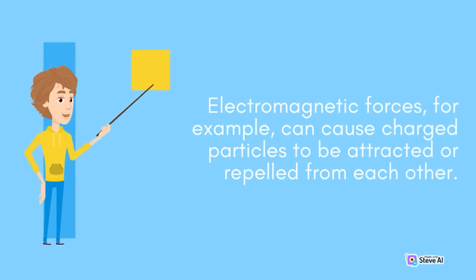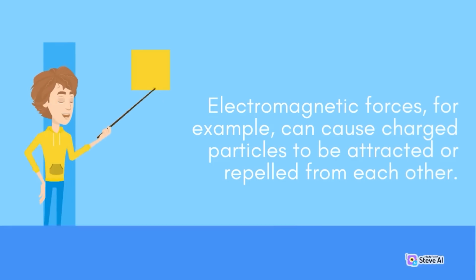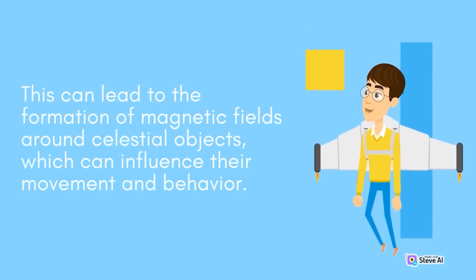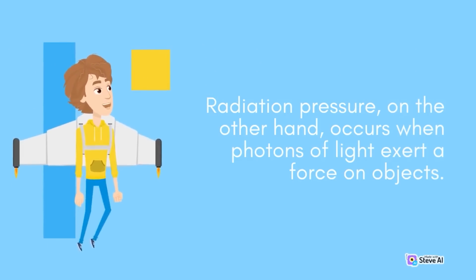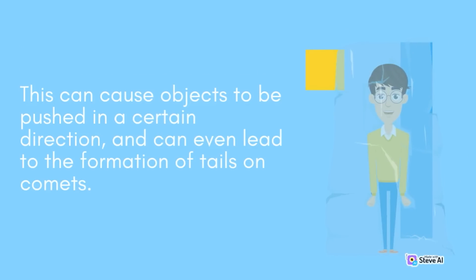Electromagnetic forces, for example, can cause charged particles to be attracted or repelled from each other. This can lead to the formation of magnetic fields around celestial objects, which can influence their movement and behavior. Radiation pressure, on the other hand, occurs when photons of light exert a force on objects. This can cause objects to be pushed in a certain direction, and can even lead to the formation of tails on comets.